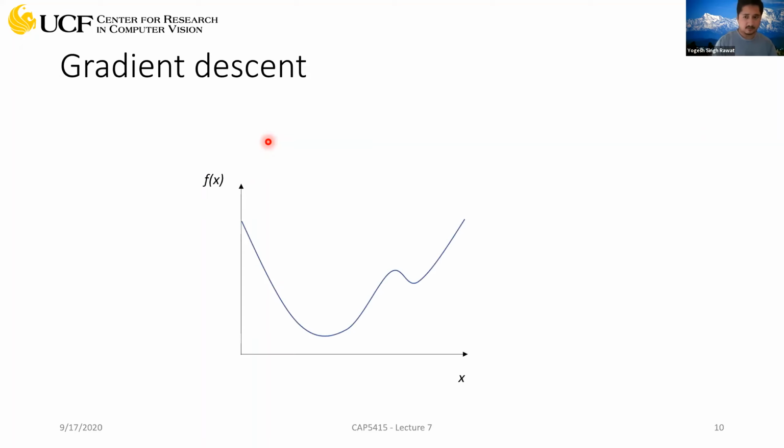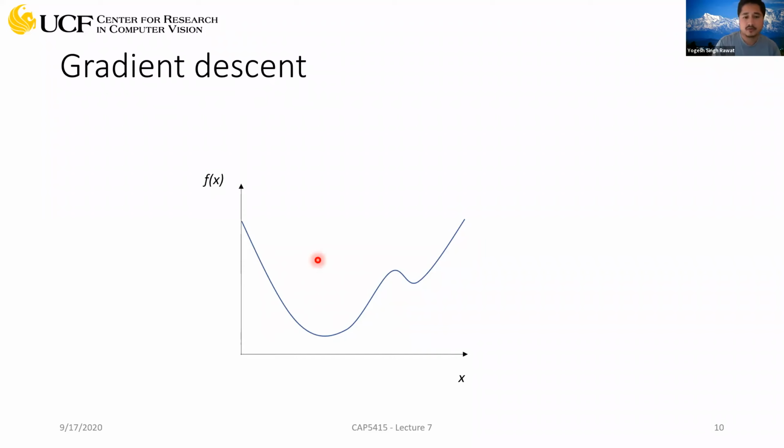For example, let's assume that you have a one-dimensional function. In this case, it is f of x. So the input is x, this x direction, and it predicts some value. All right, so this is your function.